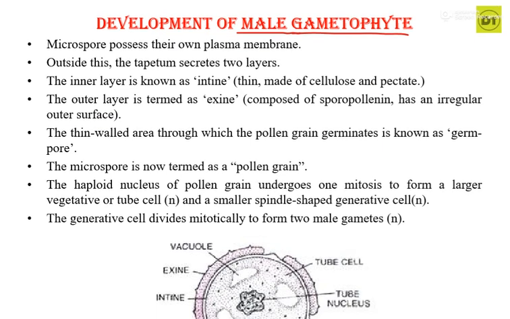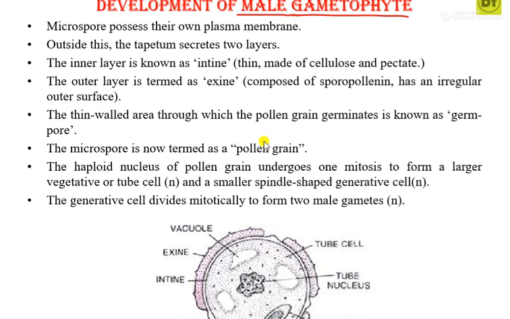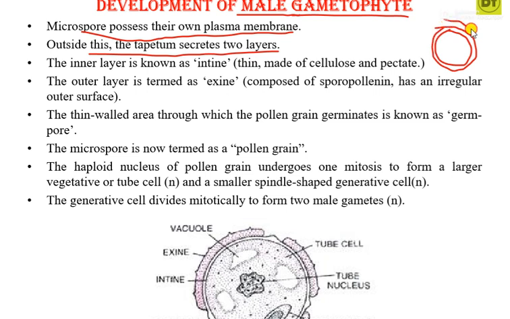How does it form? Let's see here. Now see, the microspore possesses its own plasma membrane. Outside this, the tapetum, that purple colored layer. You remember in the anther wall, the purple colored layer, that tapetum will secrete two layers. Suppose this is the microspore. It has its own plasma membrane, right? Outside this plasma membrane, the tapetum will secrete two layers.